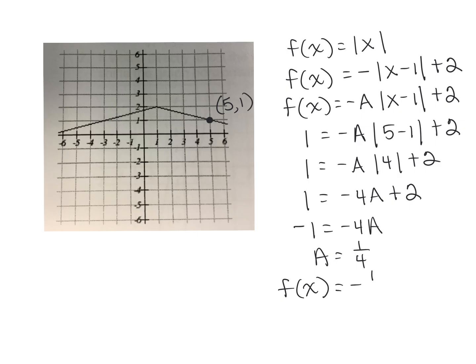So my final answer for this question will be f of x is equal to negative 1/4, absolute value, x minus 1, and then plus 2 on the outside. Again, you can choose another ordered pair point, plug it in, and see if it works. I'm not going to do that on here, but that is a way to double check yourself.